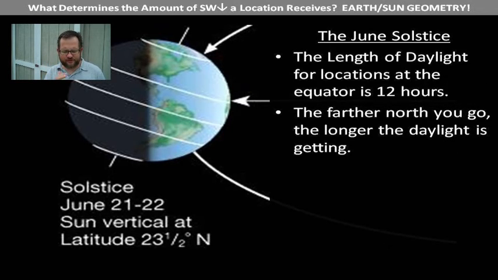The length of daylight for locations at the equator is going to be 12 hours, but the farther north you go, the length of daylight is going to get longer and longer. The easiest way to think about this is to realize that the length of daylight is always going to be 12 hours at the equator. Now at the June solstice, where at the North Pole they're getting 24 hours of sunlight, think about it as you get north of the equator in June, the farther north you get, the longer and longer the days get.